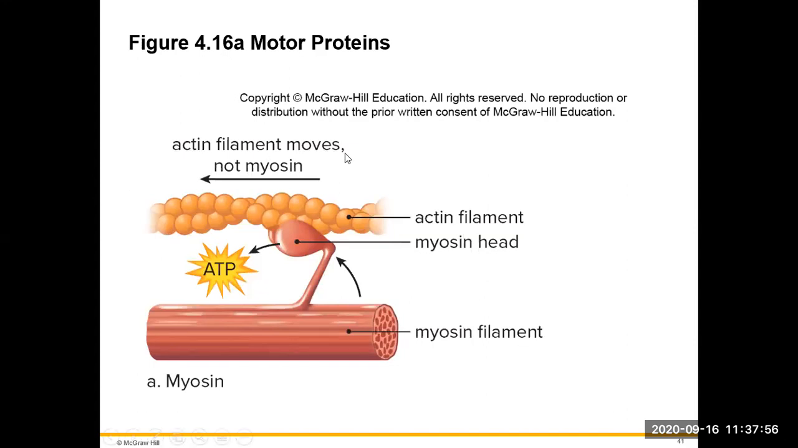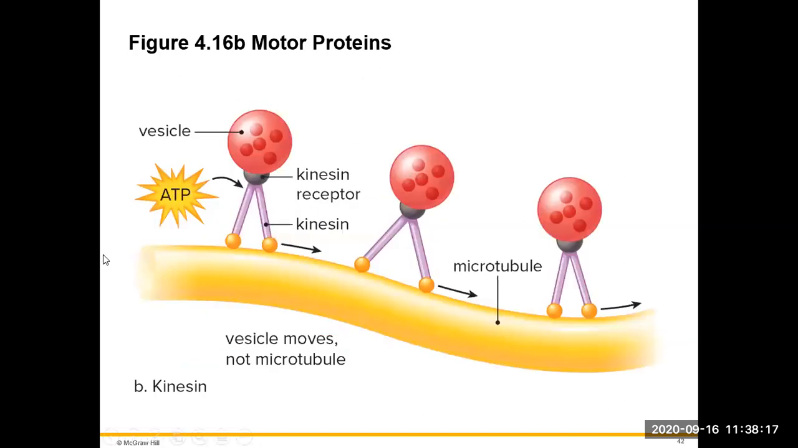Okay, so the actin filament moves, not the myosin. Myosin has a head, see? It just stretches and, for example, it might contract this way and then it might stretch this way. In doing so, it is actually pushing the actin filament to go this way or that way. And this is the myosin filament. This is the microtubule or the train track. It says microtubule, and this is the vesicle, this is the kinesin, and it is moving along the microtubule. The vesicle moves, not the microtubule.